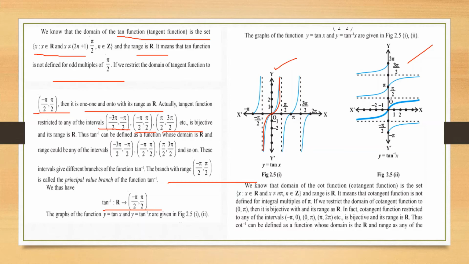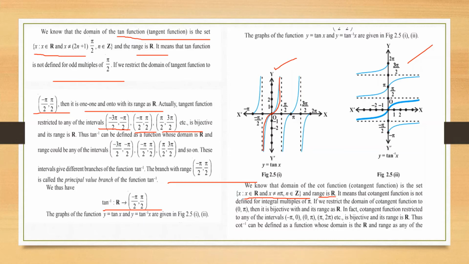Now cotangent, if we talk about, cot is cos upon sine. So same as the cosecant case, x belongs to R, x not equal to n pi, because sine is 0. Okay, and the range is the same, R. It means the cotangent function is not defined for integral multiples of pi.